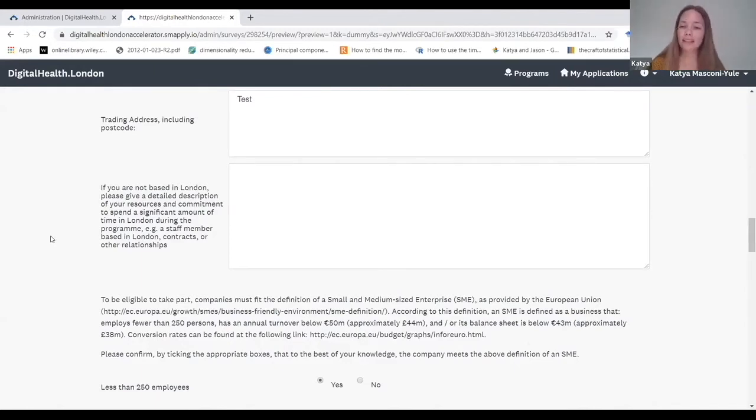We want to understand how many staff members you might have based in London, how many pilots and contracts you might have, and where those might be with NHS and health and care organizations, as well as any other relationships, including investors based in London or contracts you might have with private healthcare organizations.